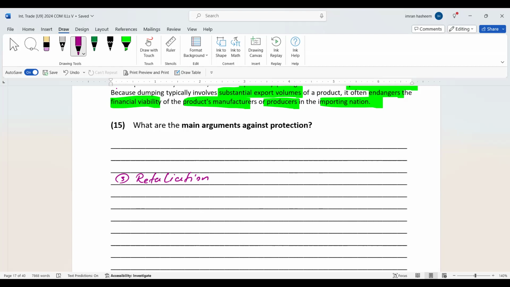Okay, please write number 4: reduced economic welfare. Reduces or reduced is better. Reduced economic welfare.